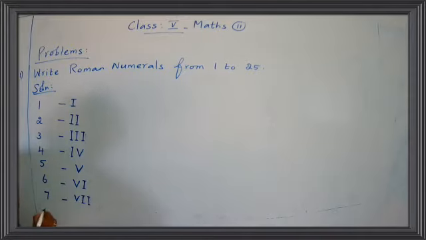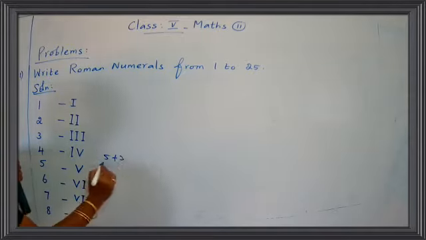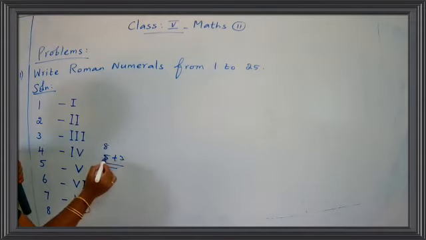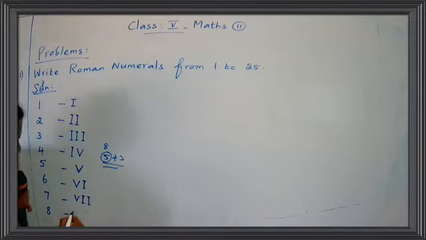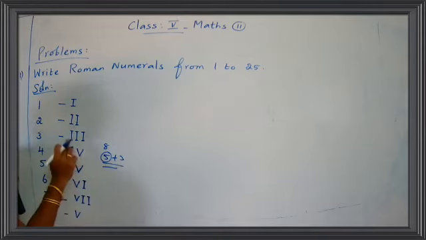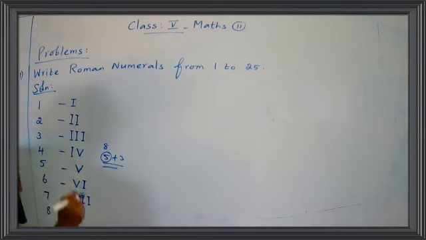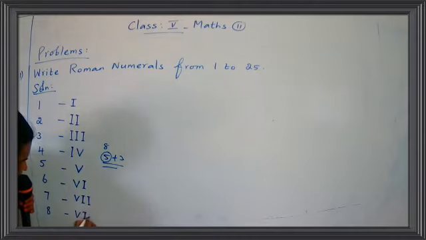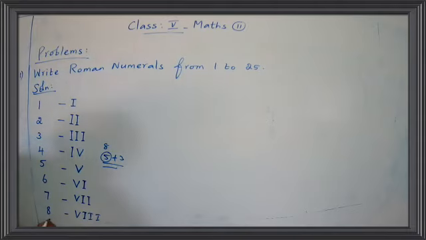Okay. Next 8. 8 can be written as 5 plus 3. How will we write 8? 5 plus 3. So 5 stands for V, and 3 stands for 3 times I. So VIII. Okay, children. Next 9.